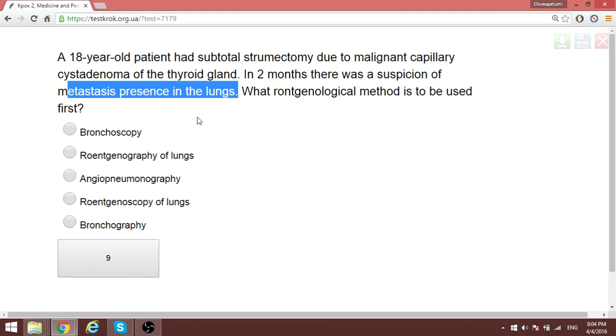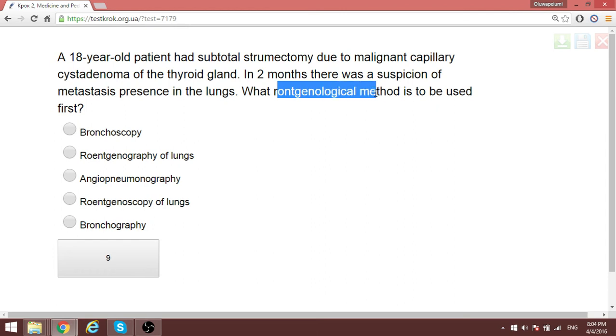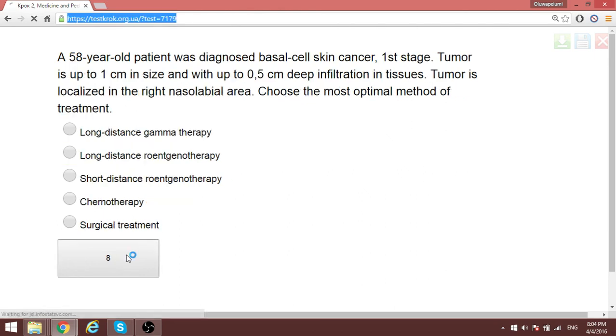But here, lungs always start with X-ray, and they are asking what roentgenological study is used first. They didn't say is used, they said first. So if it is first, please do your normal chest X-ray. It's very cheap.